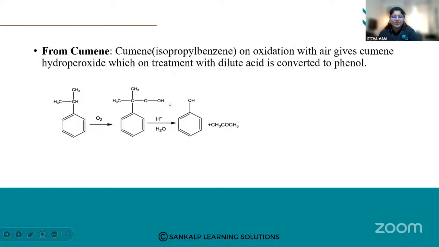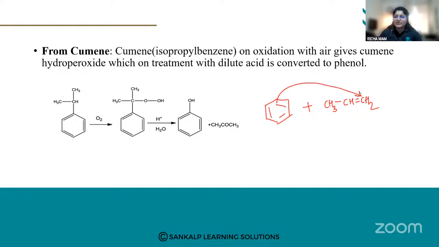So how do I get this cumene, students? Cumene is nothing but isopropyl benzene. How do I get it? Take benzene and react it with propene. So the reaction takes place at the double bond, and you are going to get what?